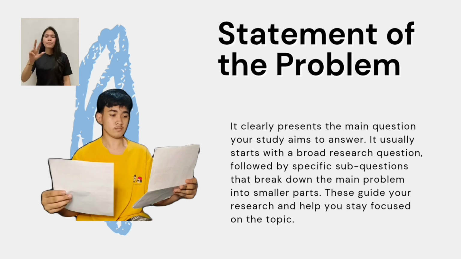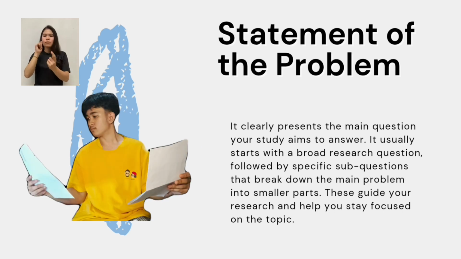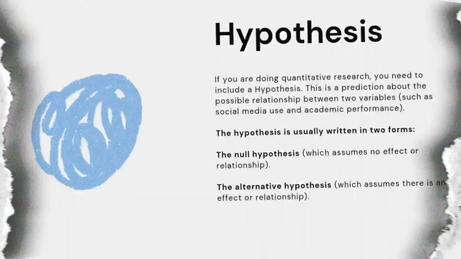Statement of the problem. It clearly presents the main questions your study aims to answer. It usually starts with a broad research question followed by a specific sub-question that break down the main problem into small parts. These guide your research and help you stay focused on the topic. This part is one of the most important parts of your research paper. It explains the specific questions your research wants to answer.